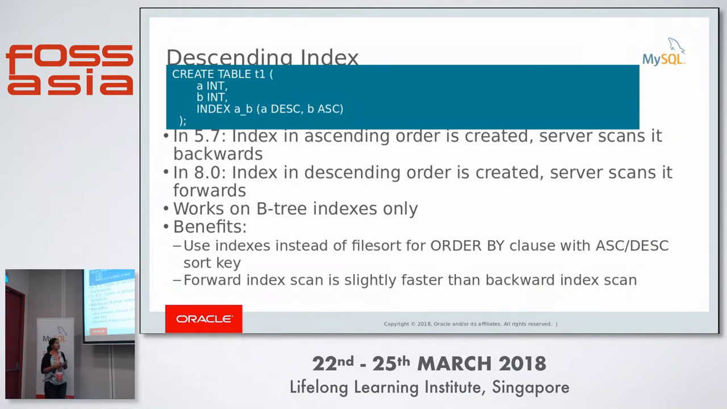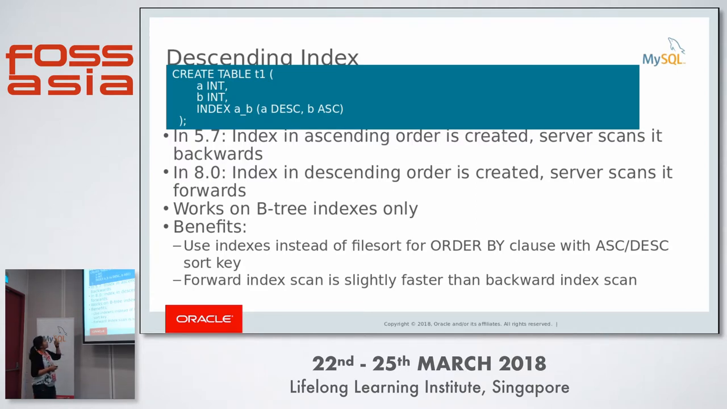And the second thing is that since we did not have a way to store indexes in descending order, for any query which had ORDER BY A ascending, B descending, mixed order, MySQL could never use an index. It used to always fetch the data and then sort it at the server layer.